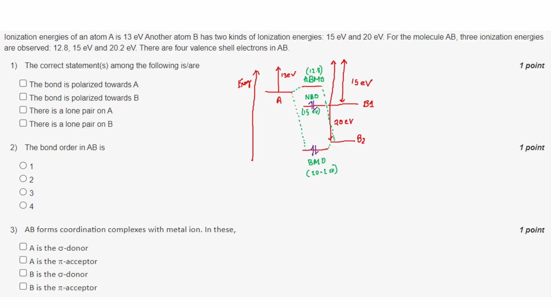Now the question asks which of these four statements is correct. The first is whether the bond is more polarized towards A, or towards B. As this is a heteroatomic molecule, AB is not like O2 or N2, which are homoatomic molecules. In this case, A and B have different energetics. You can look at the MO also.